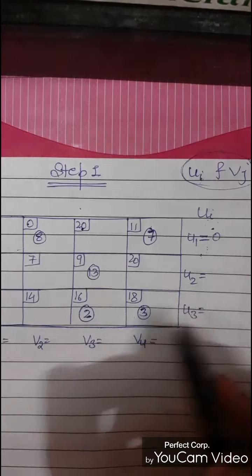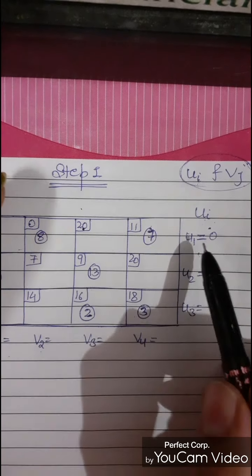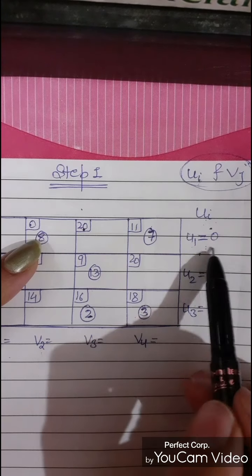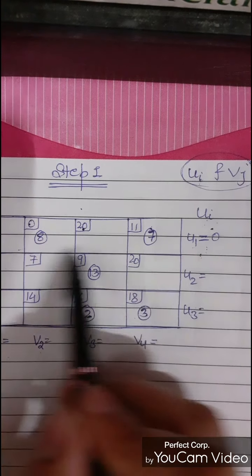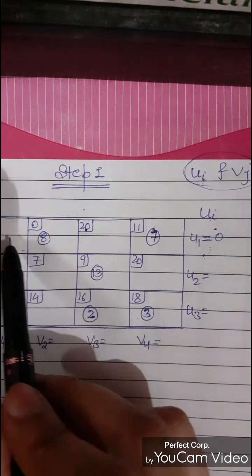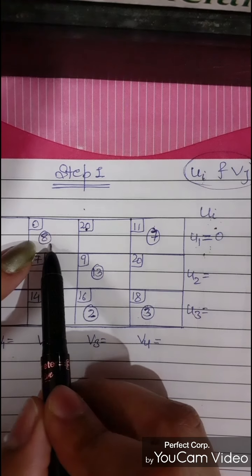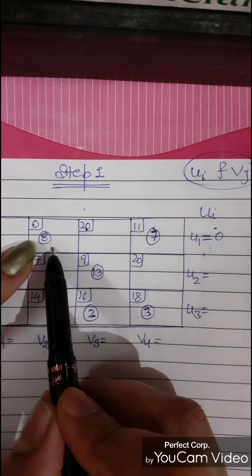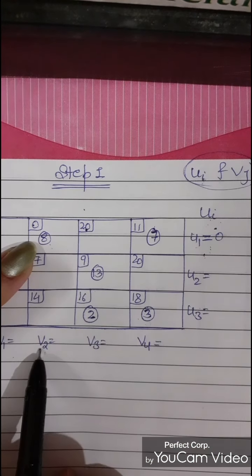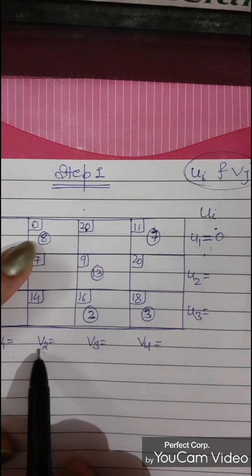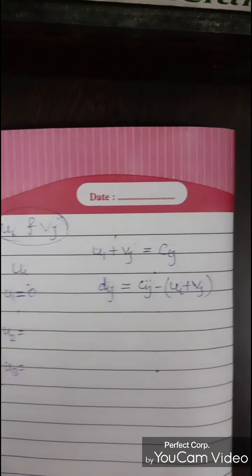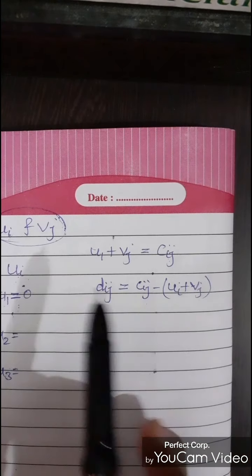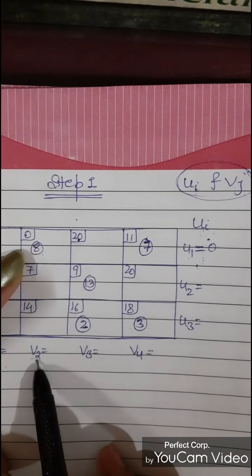How to calculate the value of other variables? For that you have to go to the cell which is parallel to this value, which is in the direction of this value. Just like I got this cell having cost 0 and allocation 8, right? So I can calculate the value of V2 here by using the formula Ui plus Vj is equal to Cij. With the help of this formula I can calculate the value of V2.